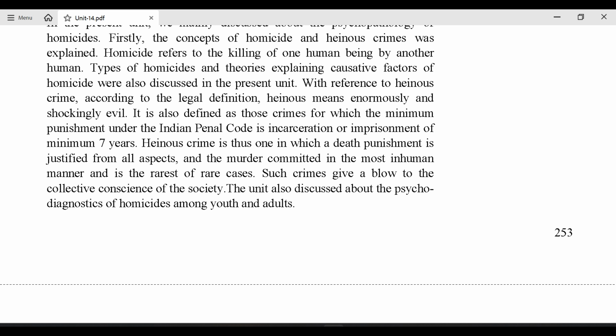With reference to heinous crime, according to the legal definition, heinous means enormously and shockingly evil. It is also defined as those crimes for which the minimum punishment under the Indian Penal Code is imprisonment of minimum 7 years. Heinous crime is thus one in which a death punishment is justified from all aspects, and the murder is committed in the most inhuman manner, and is the rarest of rare cases. Such crimes give a blow to the collective conscience of the society. The unit also discussed the psychodiagnostics of homicides among youth and adults.